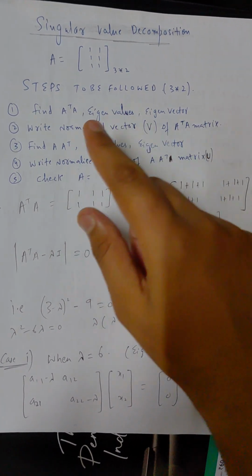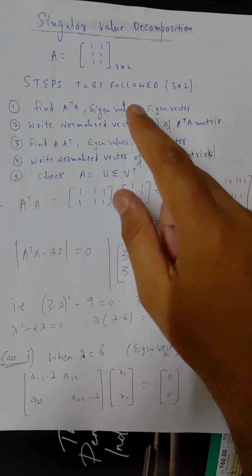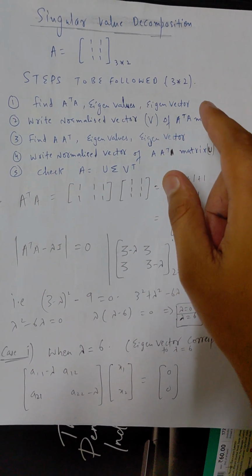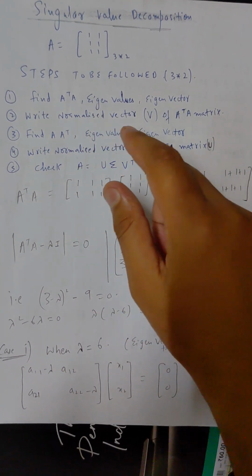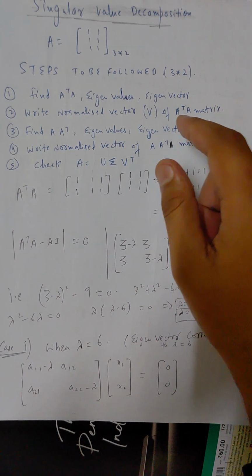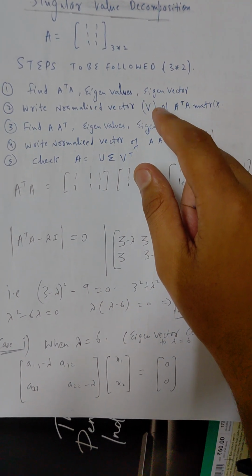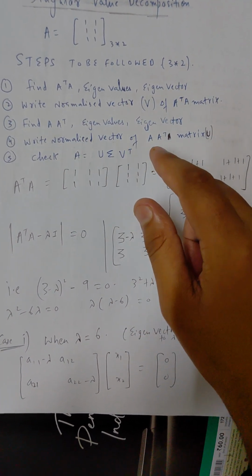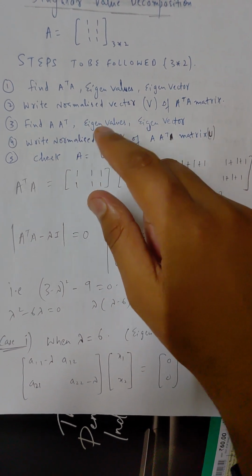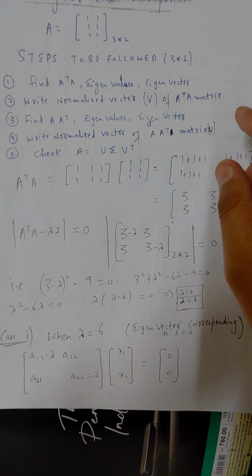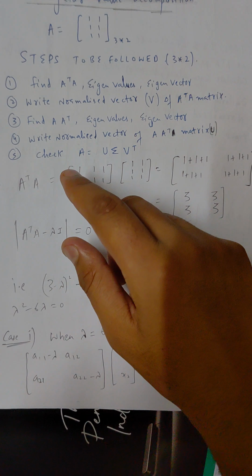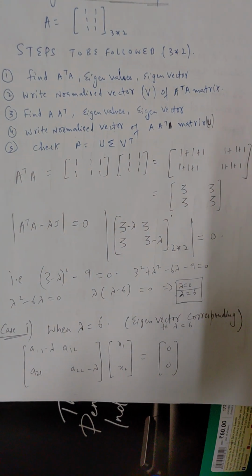First we will calculate the A transpose A matrix and we will calculate its eigenvalues and eigenvectors. Then we will find the normalized vectors of the A transpose A matrix, which we name V. Similarly, we will find the normalized vectors and eigenvalues of the A A transpose matrix. At last, how will we get to know whether we have solved the problem correctly or not?